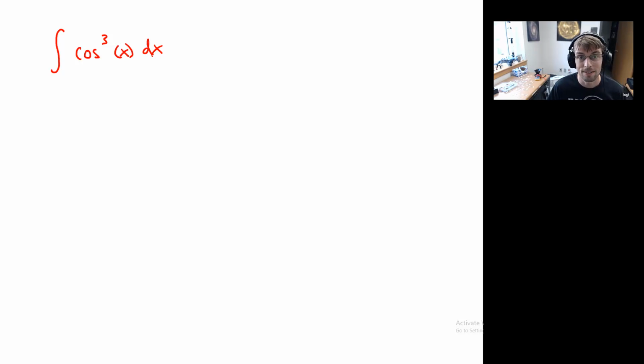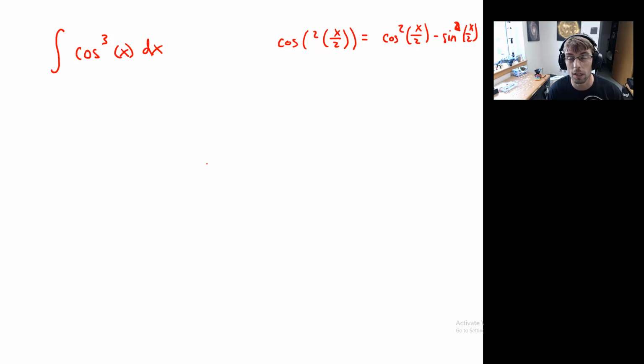Good. Now, I know that you know some tricks. You could say something like the cosine of 2 times x over 2 is equal to the cosine squared of x over 2 minus the sine squared of x over 2. So you could try to do kind of fancy things like this and finagle your way through. Okay? Let's do something different.